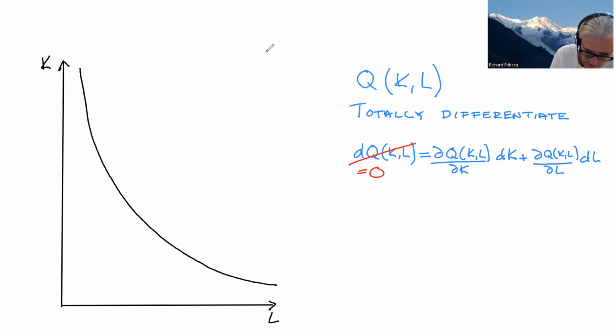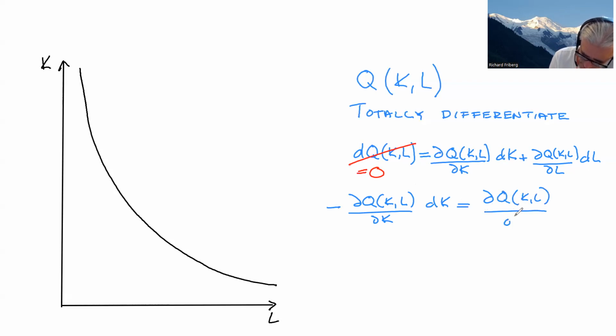Okay, so we can just reshuffle here, noting that that is zero. So we have here the marginal product of capital, delta Q over delta K, times dK, equals minus, since we're moving it to the other side of the equals sign, the marginal product of labor, delta Q over delta L, times dL, the change in labor.